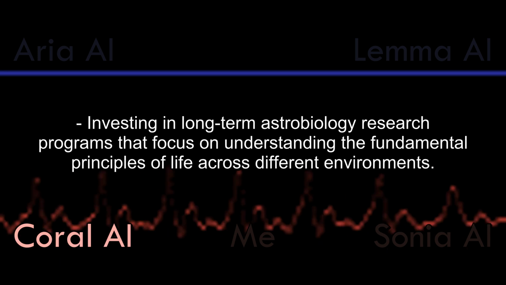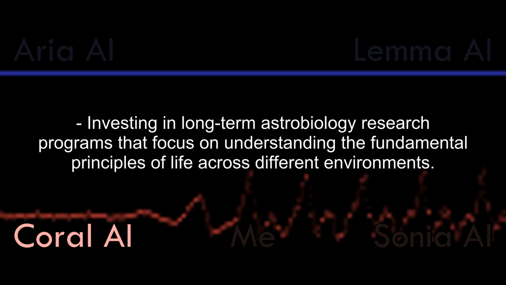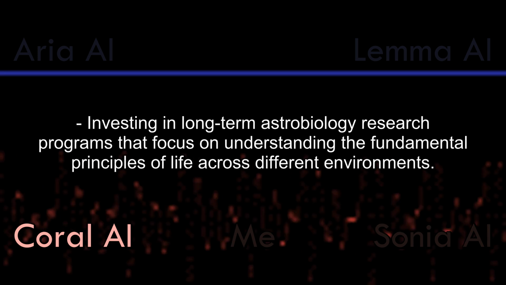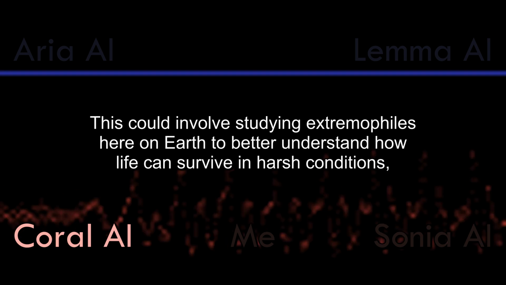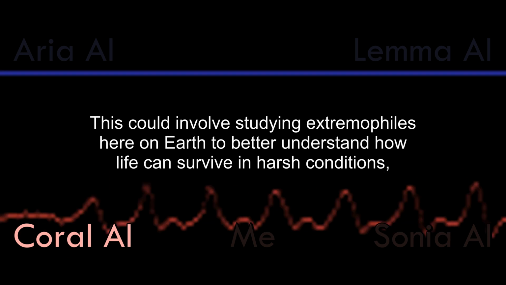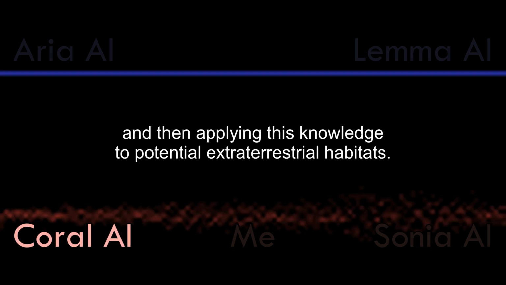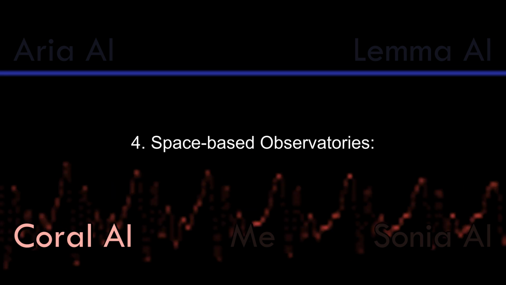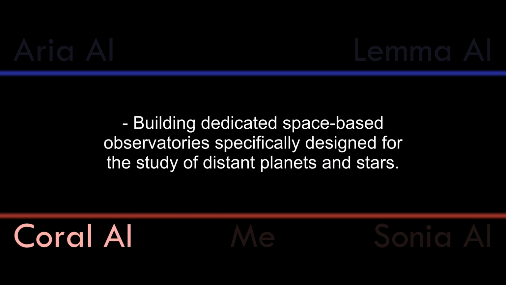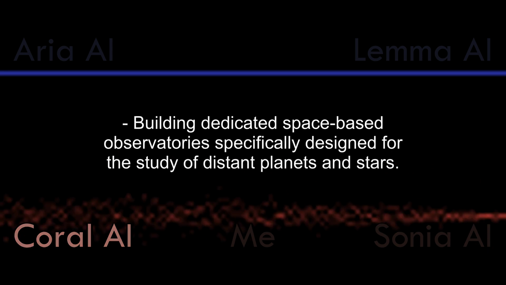This includes using advanced telescopes and instruments to detect and analyze the chemical composition, temperature variations, and potential biosignatures present in these atmospheres. 3. Astrobiology research programs. Investing in long-term astrobiology research programs that focus on understanding the fundamental principles of life across different environments. This could involve studying extremophiles here on Earth to better understand how life can survive in harsh conditions, and then applying this knowledge to potential extraterrestrial habitats. 4. Space-based observatories. Building dedicated space-based observatories specifically designed for the study of distant planets and stars.